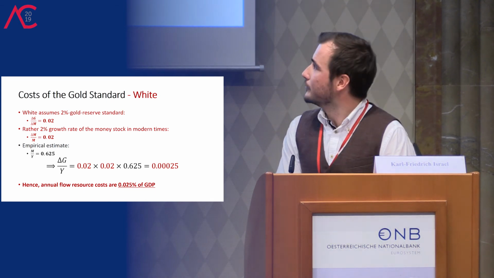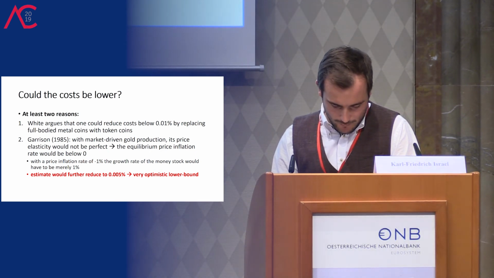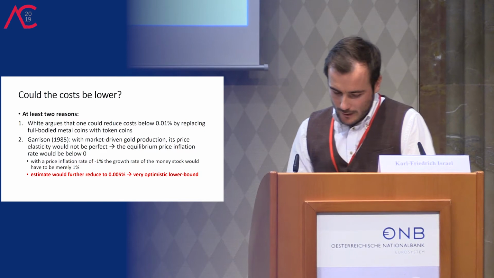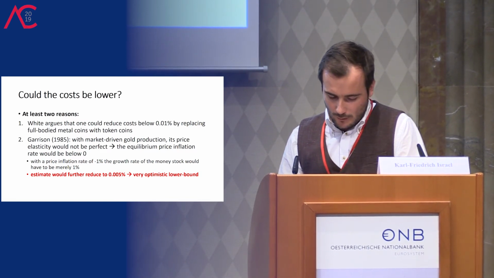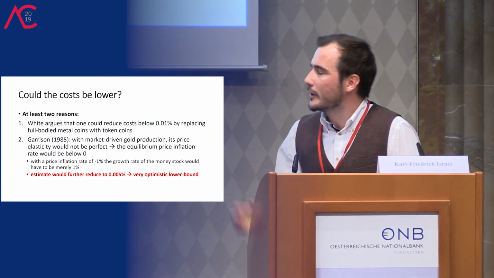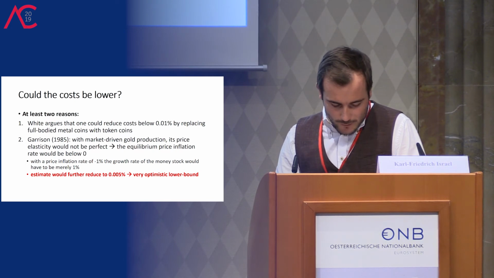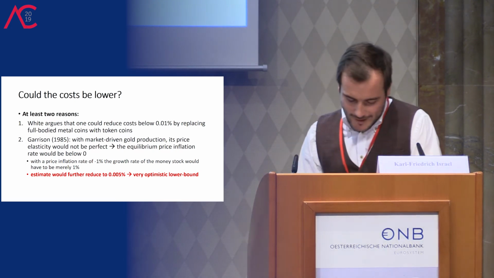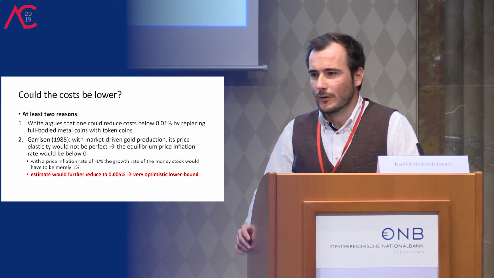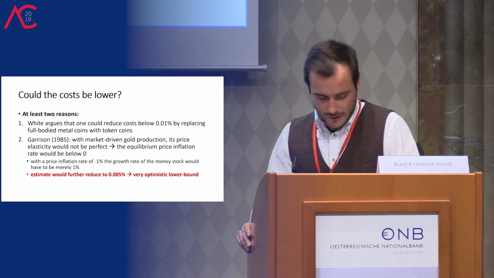Okay, you can ask, can we lower these costs even further? And yes, there are at least two arguments why the cost could be even lower. Lawrence White himself pointed out that, well, if we have a gold standard, we could still replace genuine gold coins by token coins that would reduce the cost further. But more importantly, I think, is an argument that Roger Garrison presented, and he said if we really had a free banking system, of course we wouldn't have an expansion of the money stock in such a way that there would be price stability, so that the overall price level wouldn't change at all.